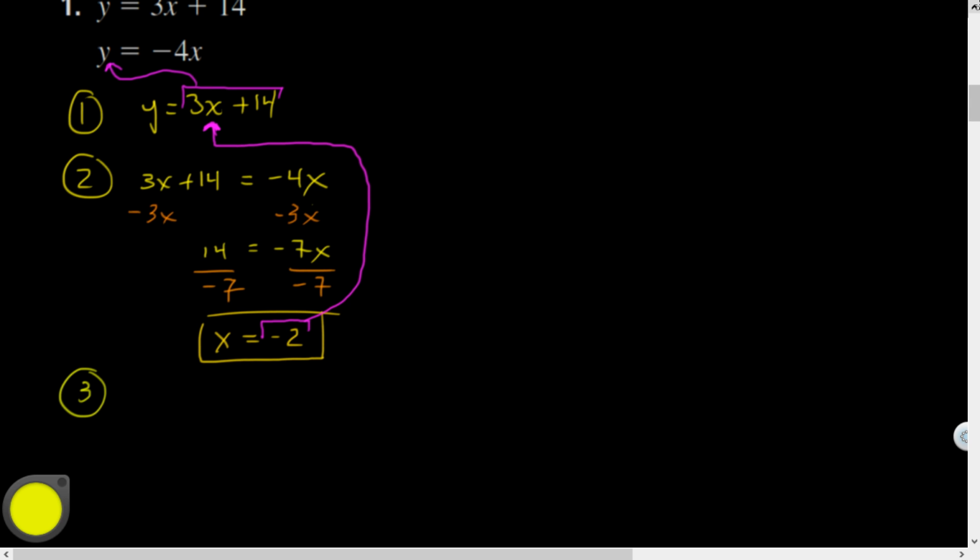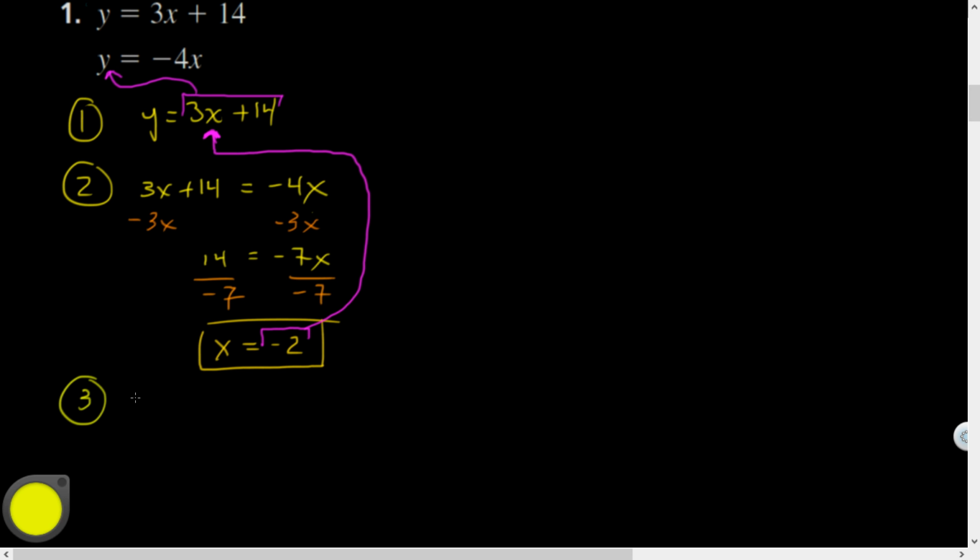All right, I'll work vertically so that if you wanted to do monitoring progress 2, you can do it next to this. So I'll have y equals 3 times, but instead of x, I'm going to write -2. 3 times -2 plus 14. And so y equals -6 plus 14. I get y equals 8.